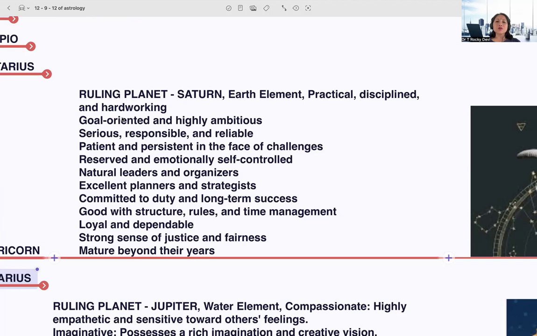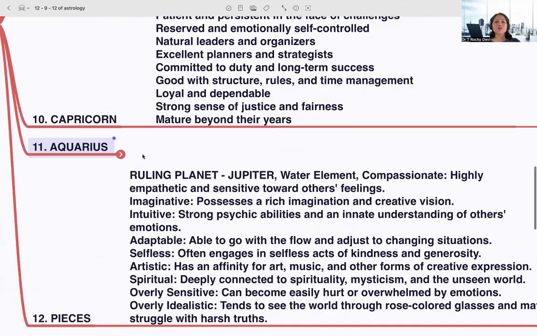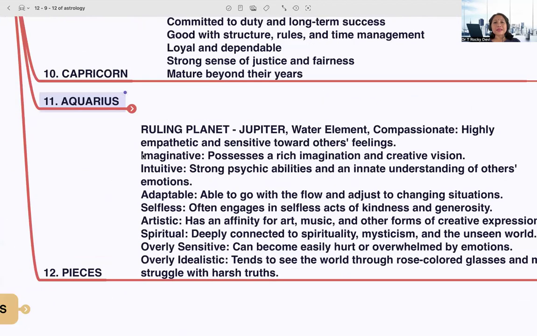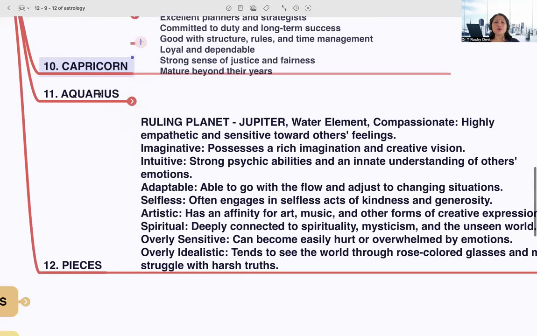They are committed to duty and long term success. And they are good with structure, rules, and time management. Loyal and dependable, they have a strong sense of justice as well as fairness. They mature beyond their years. So before they become adults, they are able to behave like an adult itself. This is what the characteristics of Makar Rasi or Makar Lagna, which we call Capricorn.